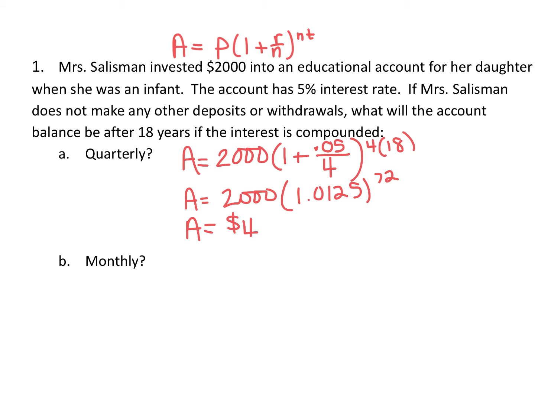So if it's not touched at all, you have $4,891.84 just by it sitting in the bank and earning interest on the previous interest, as well as the principal.